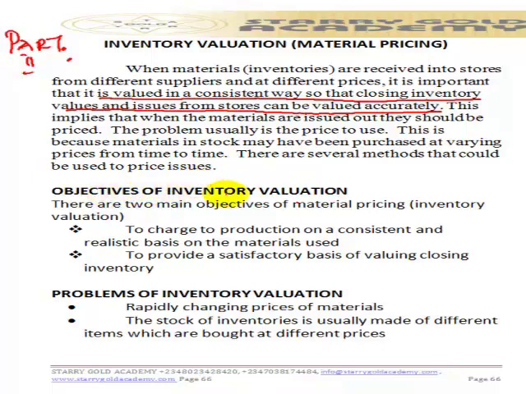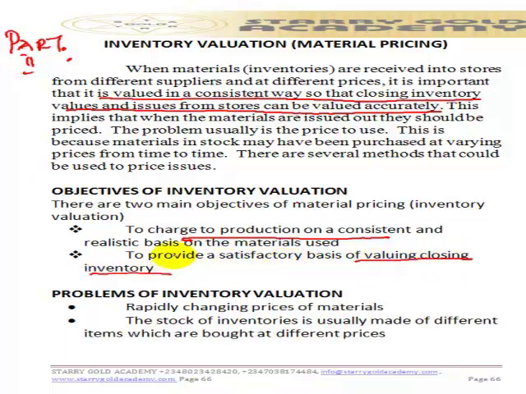The objectives of inventory valuation. There are two main objectives of material pricing. 1. To charge to production on a consistent and realistic basis the materials used. That is, to be able to charge from store what the cost of materials used in production is, and to provide a satisfactory basis of valuing closing inventory.